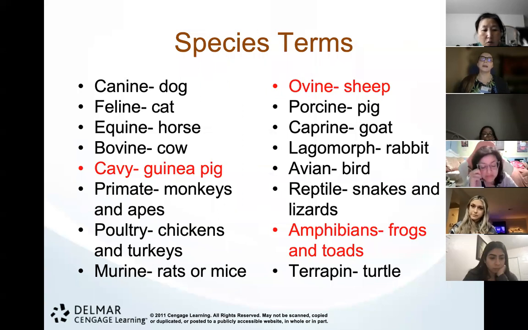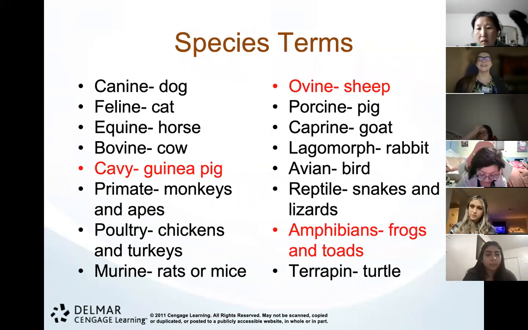Murine is rats or mice. Ovine is our sheep. Porcine is our pigs. Caprine is our goats. Lagomorph is a rabbit. That's a fun one. Avian, those are our wild birds and domesticated birds, but not our poultry, like our livestock, like chickens, turkeys, and ducks. So that's separate from our avians. Reptiles, that's going to be our snakes and lizards, versus amphibians will be more directed towards our frogs and toads. Then we have terrapins, which are considered to be turtles.